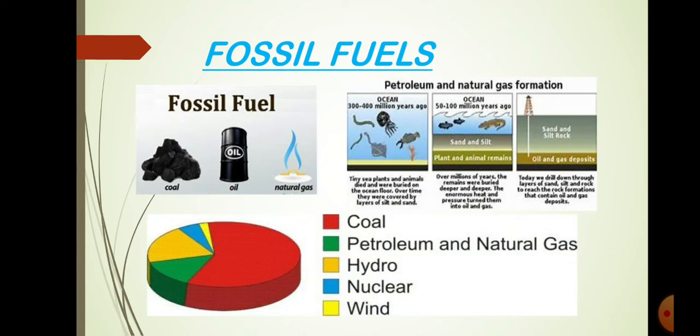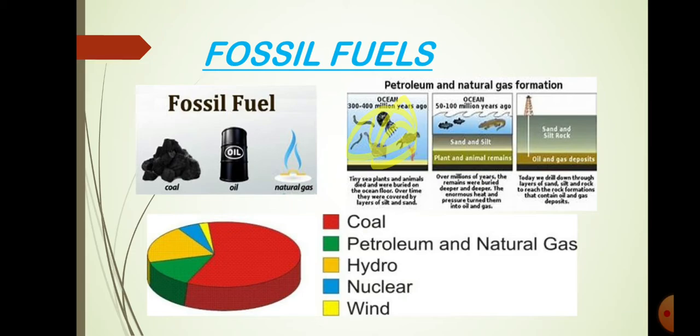You can see in the picture here the fossil fuels: oil, coal, natural gas are the fossil fuels. And in the next picture, you can see how the formation of these fossil fuels takes place. See, in the first picture, in the ocean millions of years ago, you can see many aquatic plants here, children. The tiny sea plants and animals died and they were buried in the ocean floor. Over time, they were covered by layers of silt and sand.